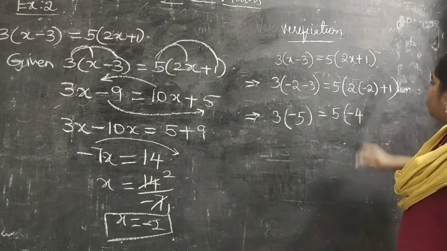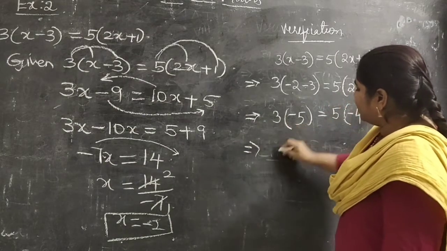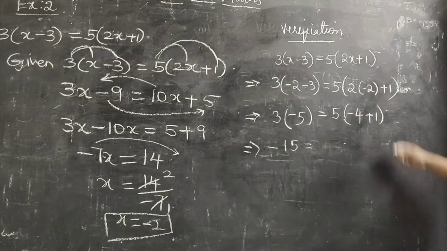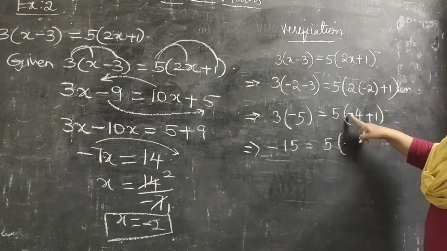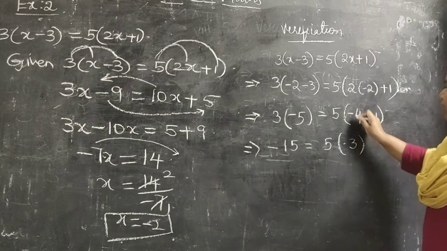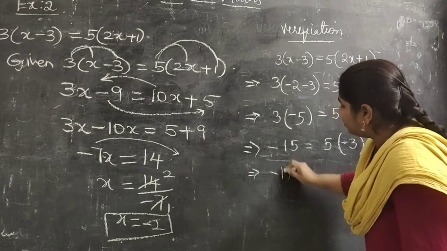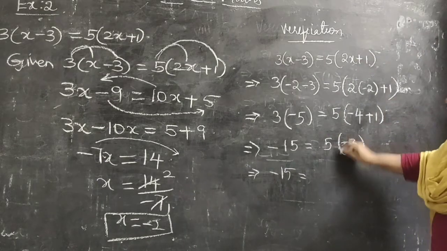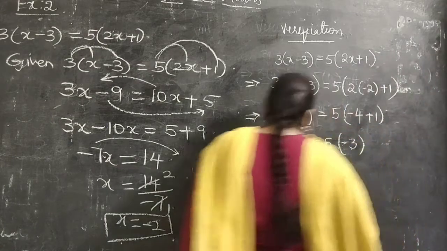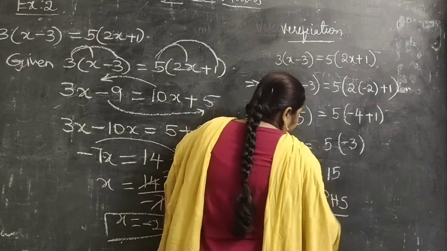2 2s are 4 plus 1. Now this will be plus into minus is minus, 3 5s are 15, is equal to, what you will get here, 5 minus into plus one, now it will be minus 15 only. And here plus into minus is minus, 5 3s are 15. So in both cases you got LHS is equal to RHS.